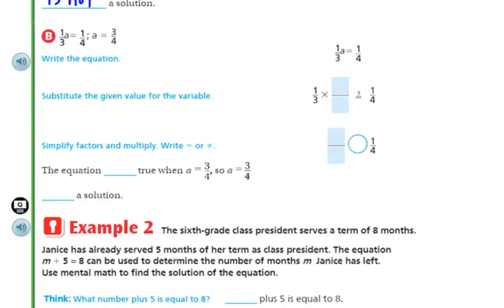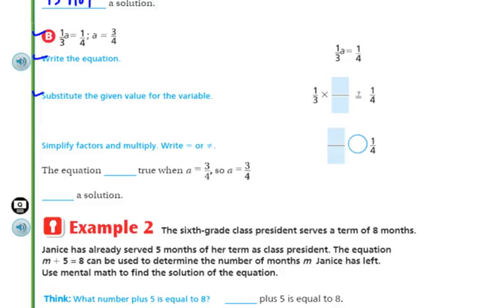All right, so we have an equation here that has a fraction coefficient, and yes, this is possible. So we have 1/3 a equals 1/4. We want to know if this equation is true if we have a solution of a equals 3/4. So we're going to start by writing our equation. Boom. 1/3 a equals 1/4. We're going to substitute in.